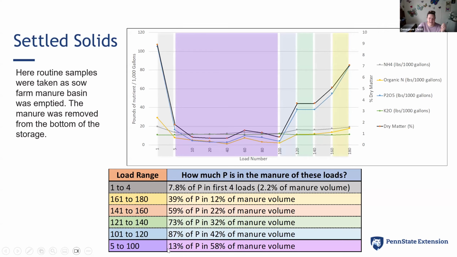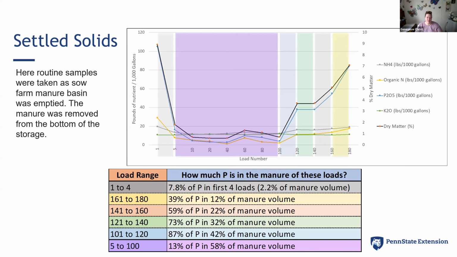And so, looking down here at the bottom, loads 5 to 100 had 13% of all the total phosphorus. 58% of the manure was only 13% of the phosphorus. Seeing this data, I think, really helps to cement the importance of taking the samples, taking them accurately and throughout that process, but also considering where the manure is being placed as we work through this.